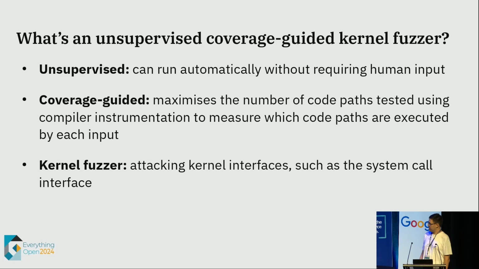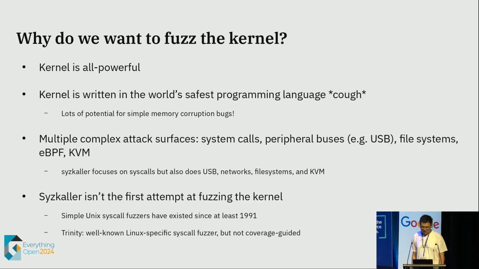Syzkaller is a kernel fuzzer, so it targets kernel interfaces, such as system calls. Why do we care about fuzzing the kernel? You can probably guess why. It's the kernel. If it crashes, your whole system crashes. If it has a security vulnerability, the attacker takes over your whole machine. And it's, again, written in the world's greatest programming language, C, which has no memory corruption bugs. Sorry, it's written in C and Rust now, I should say. Rewrite everything in Rust, it's great.